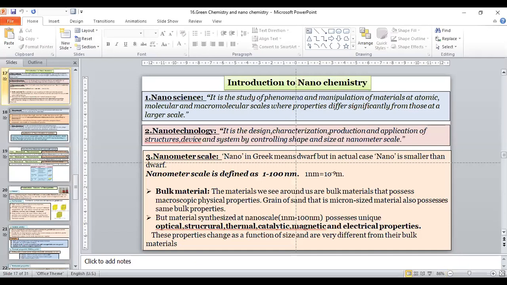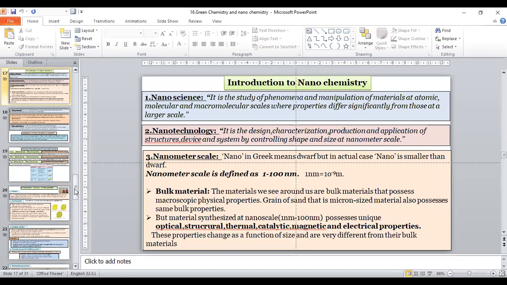A 2 marks question will be asked on nanotechnology, and a 1 mark question will be asked on green chemistry, or vice versa. A 2 marks question will be asked on green chemistry, and a 1 mark question on this. This is actually with option. It is having 4 marks. So 2 marks for green chemistry and 2 marks for nanochemistry. So this is the distribution of marks.